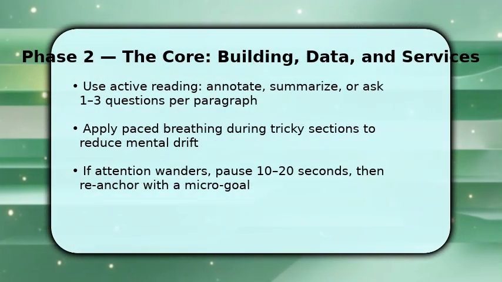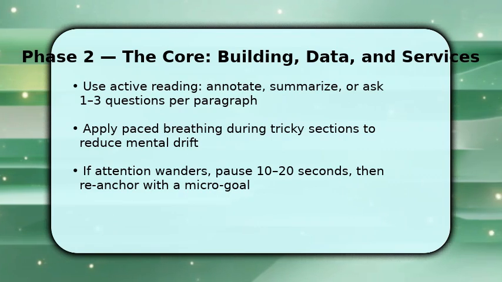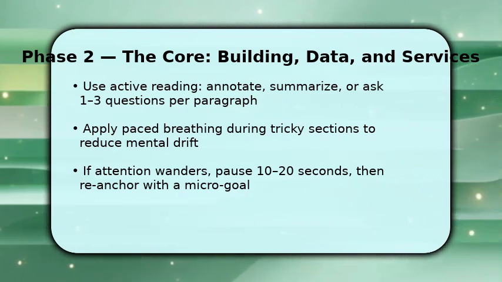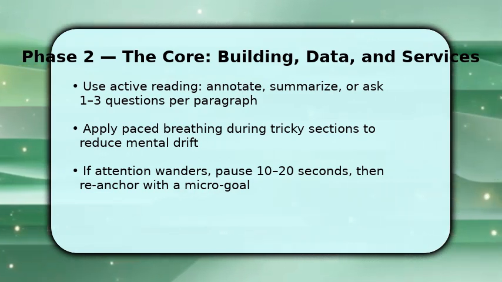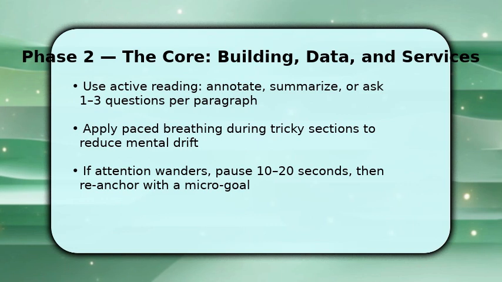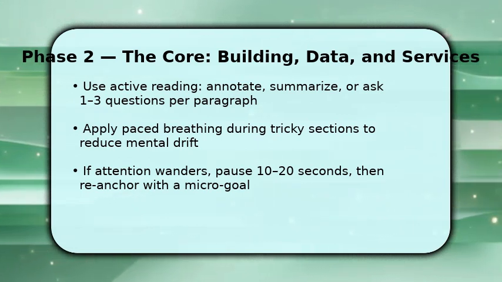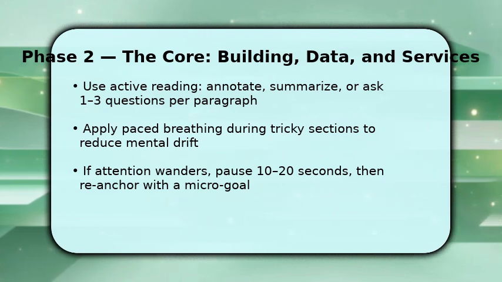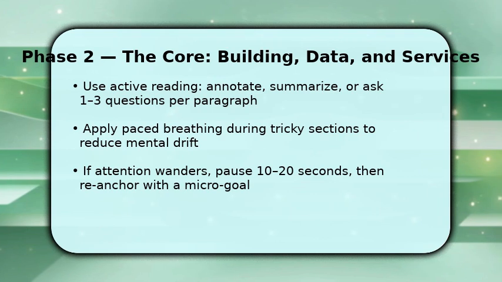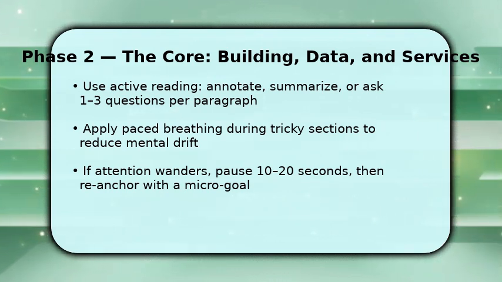Once you're reading, switch to active techniques to keep your attention engaged. Annotate, underline, or write 1 to 3 quick questions per paragraph. This forces processing rather than passive eye movement. When material gets dense, practice brief paced breathing to calm cognitive overload and sustain clarity. If you notice your thoughts drifting, stop for 10 to 20 seconds, then re-anchor with a tiny micro goal. Read the next paragraph and summarize it in 1 sentence. These steps maintain steady progress through tougher sections.